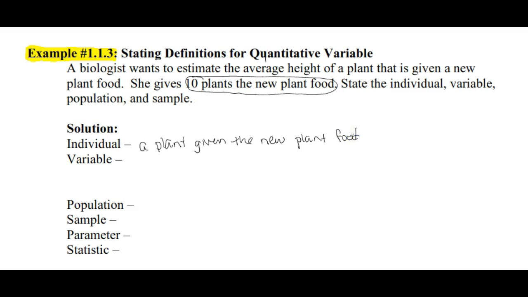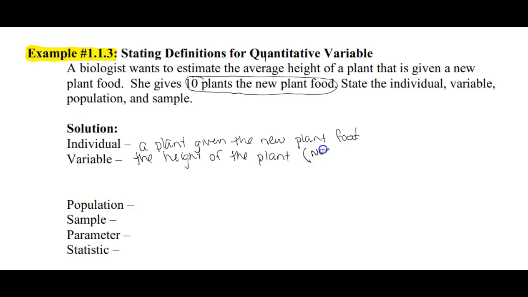And again, for the variable, then we're going to think about what we collected on each individual. So now the biologist wants to estimate the average height of the plant. But from each individual plant, we're not going to measure the average height. We're only going to measure the height of the plant. So our variable here is the height of the plant.